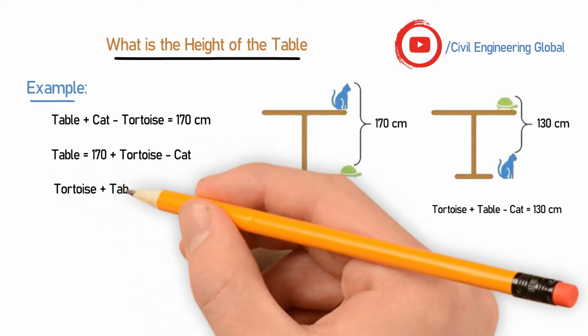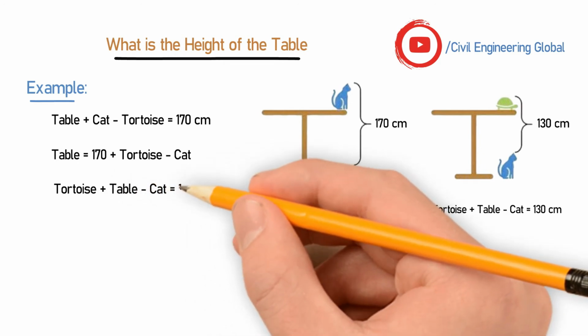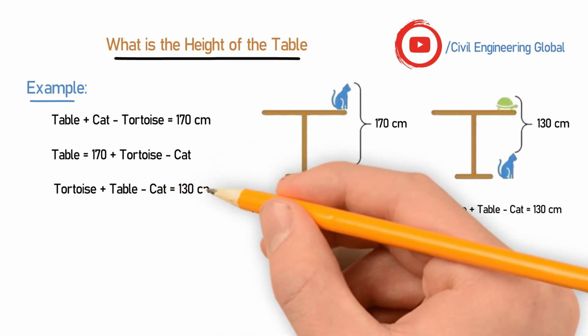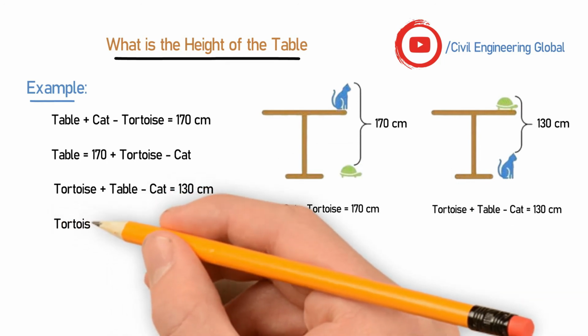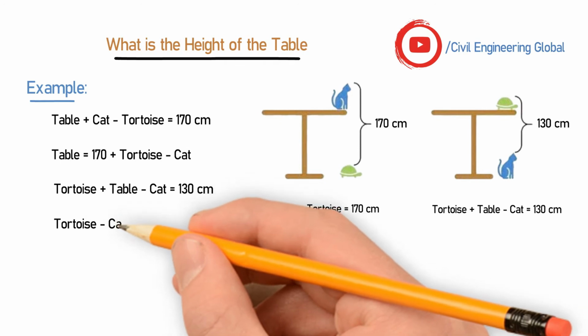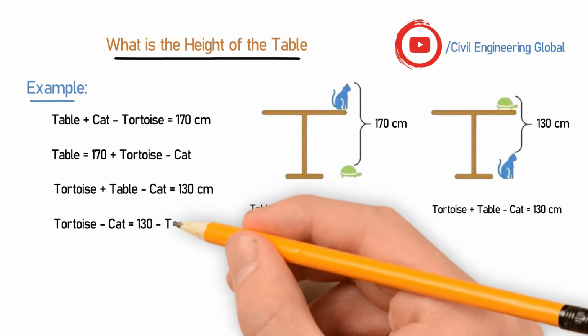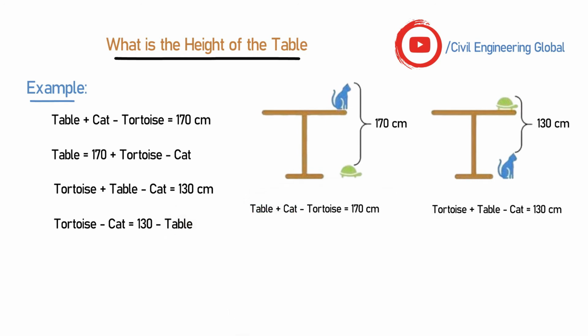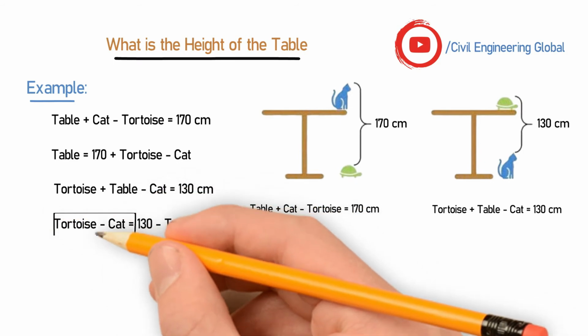In the second case, we have the tortoise plus the table minus cat is equal to 130 centimeter. Let's do the same for this. The tortoise minus cat is equal to, let's shift the table to the other side, 130 minus the table. So we have the value of the tortoise minus the cat.